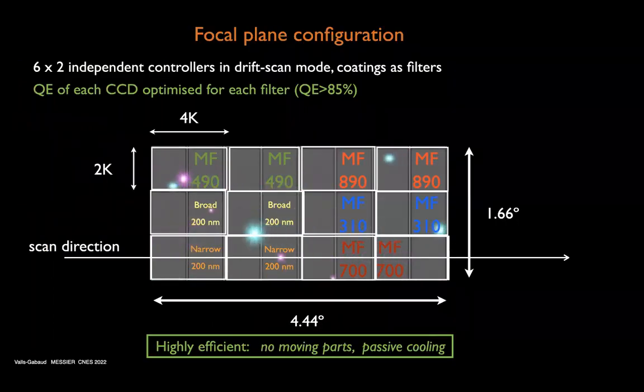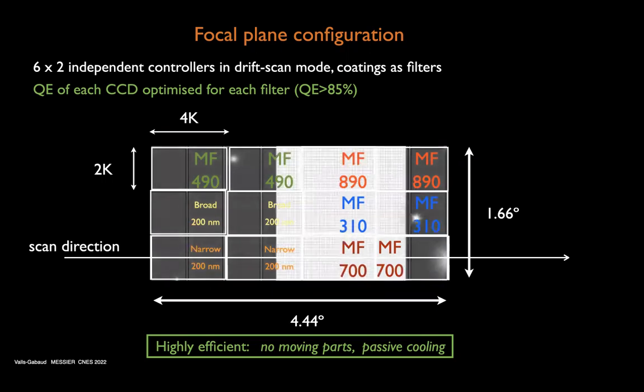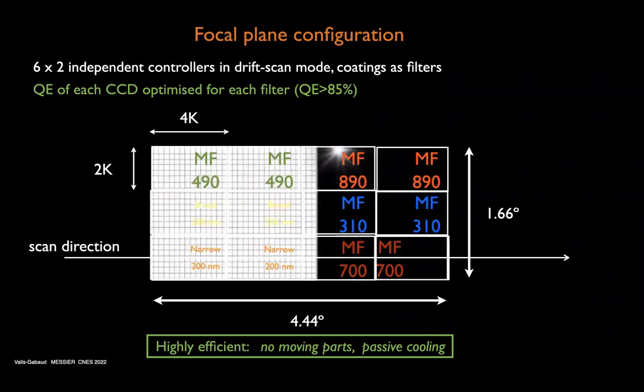So that's the configuration of the field of view, something like 4.4 times 1.6 degrees on the sky, and you're just scanning the sky, and you're plotting your CCD at the same rate. So this is very efficient. You're reading all the pixels all the time. There are no moving parts, and the cooling is passive. So this can go actually forever.